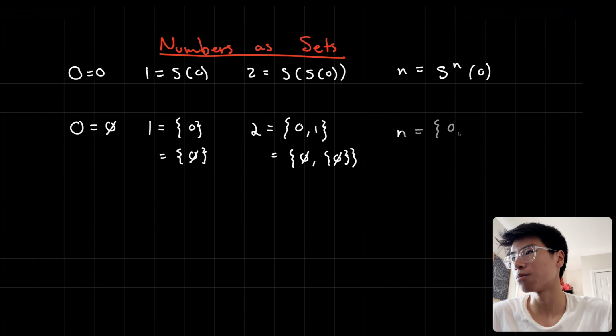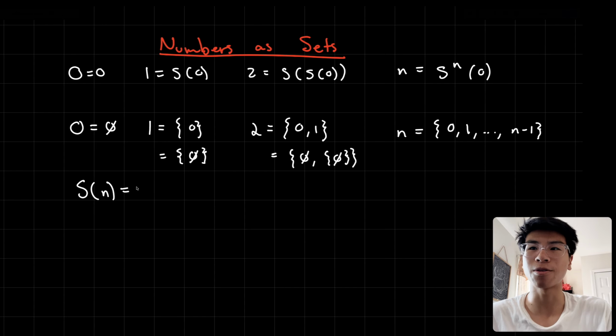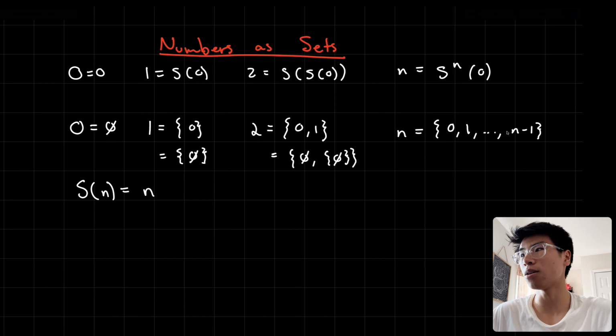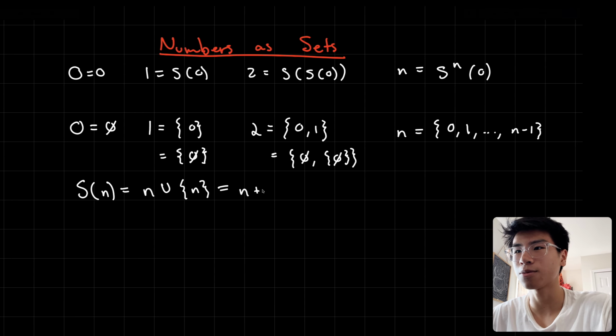So in general, we represent n as the set containing 0, 1, and all the natural numbers up until n minus 1. When we connect this idea back to successor functions, if we want to find the successor of some natural number n, all we have to do is copy all the elements that we had in n, but also add n to the set. So we take n union with the singleton set of n, and this will get us n plus 1.